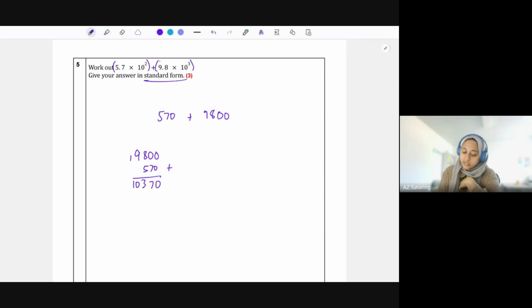They want our answer in standard form. So remember, in standard form, we can only have a number between 1 and 10. So to change this number, I'm going to say 1.037 times 10. Well, imagine the decimal point was here. How many times does it move to get up to here? It's 1, 2, 3, 4. So it's times 10 to the power of 4. And that's my answer for 3 marks.